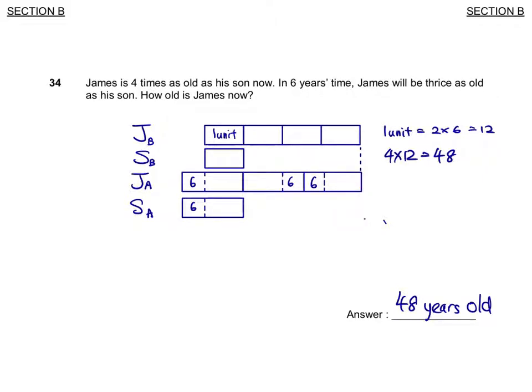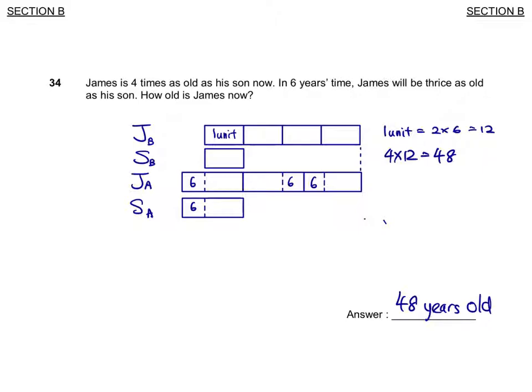So in other words, you can see that this part here, 3 units, is actually equal to 2 units plus this 6 and 6, correct? So therefore this 1 unit must be equal to 6 plus 6, correct? So 1 unit is equal to 12.